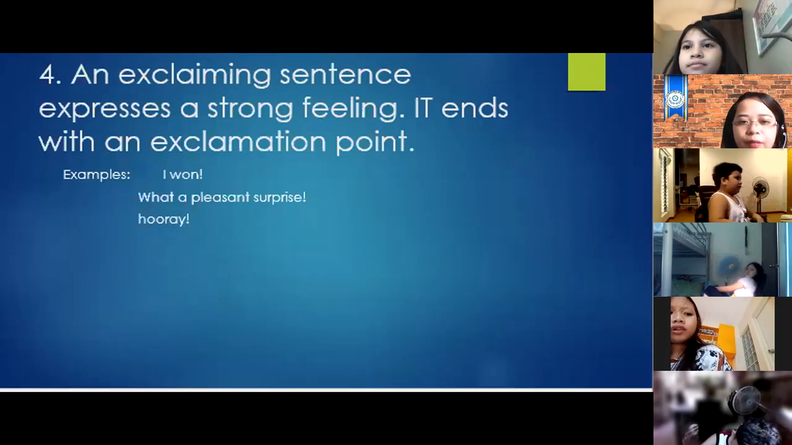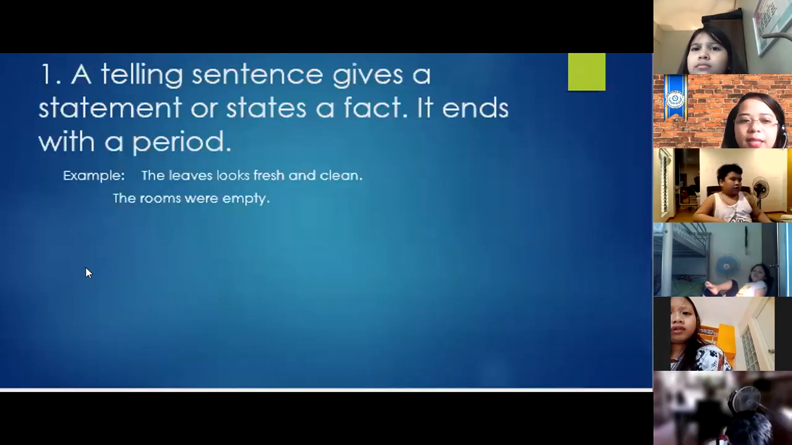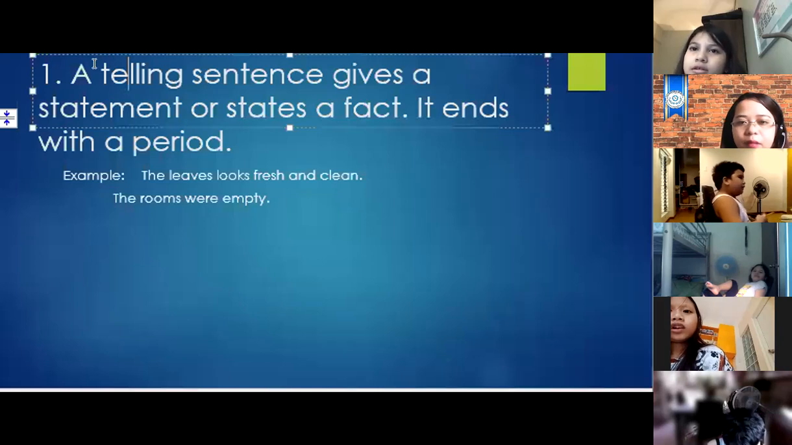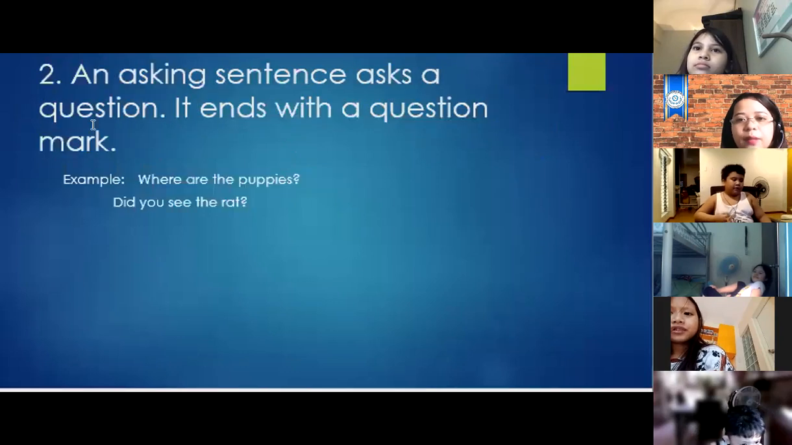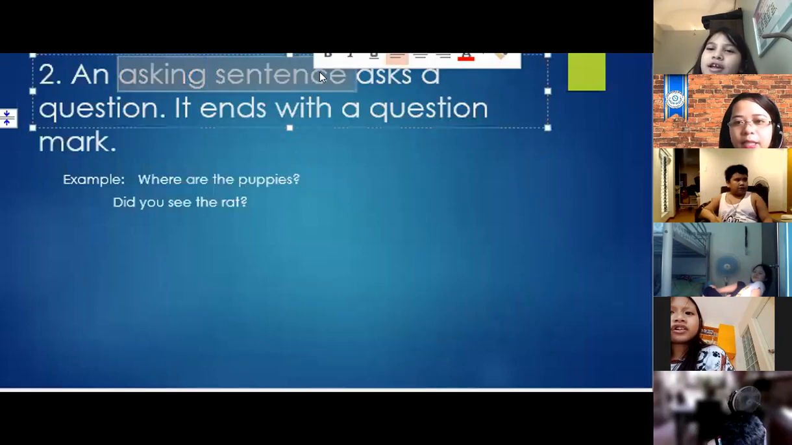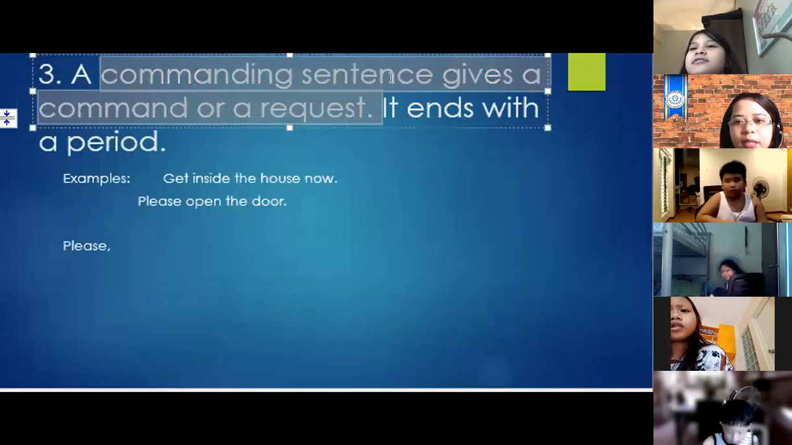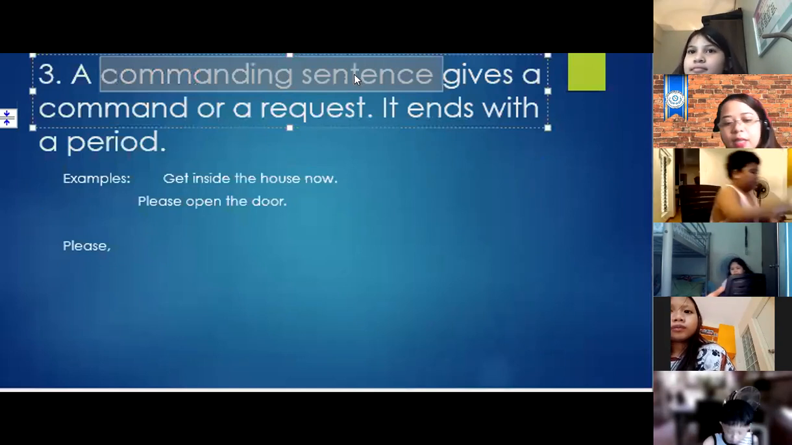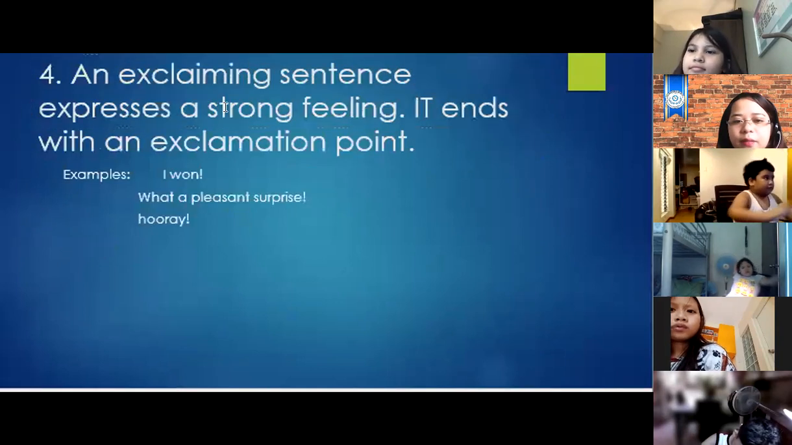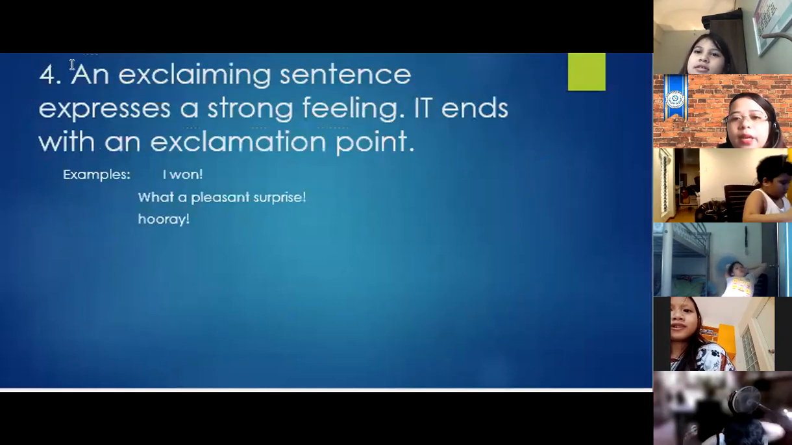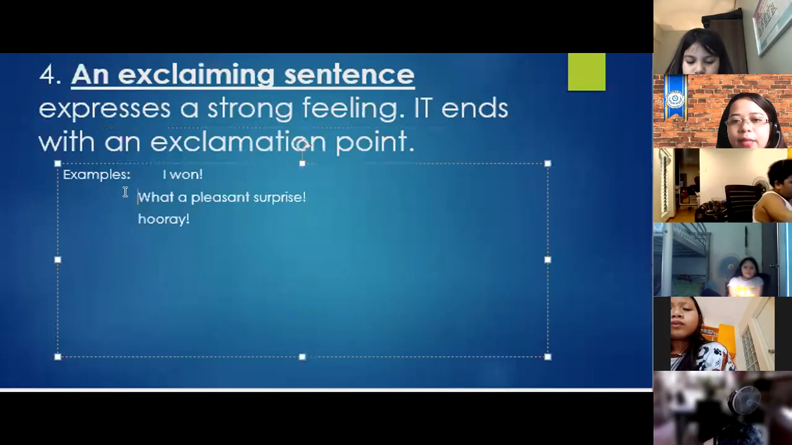First, what are the kinds of sentences? You have telling sentence, another one, asking sentence, commanding sentence, and the last is exclaiming sentence. Okay, you have exclaiming sentence.